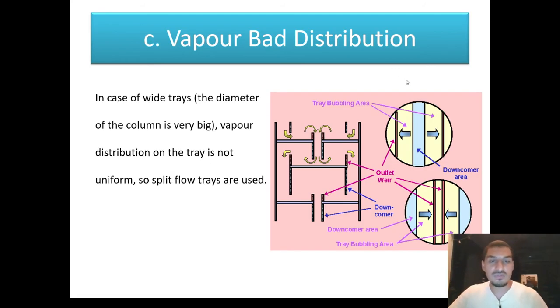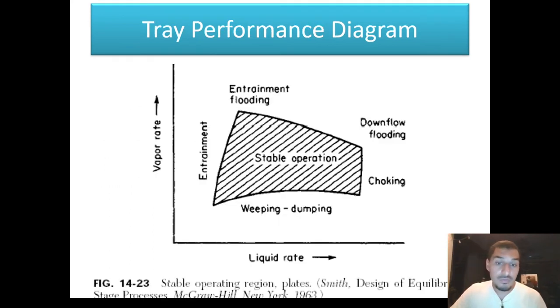In some cases, we have what's called the split flow. If you have a large diameter column, the liquid distribution and the gas distribution are not easy, or not uniform. So to make it uniform, you split the flow so that the liquid, instead of going the whole diameter, goes only half the diameter. So it's going this way and then this way, and so on. So for each tray, you have two downcomers, from the right and from the left, instead of having only one.